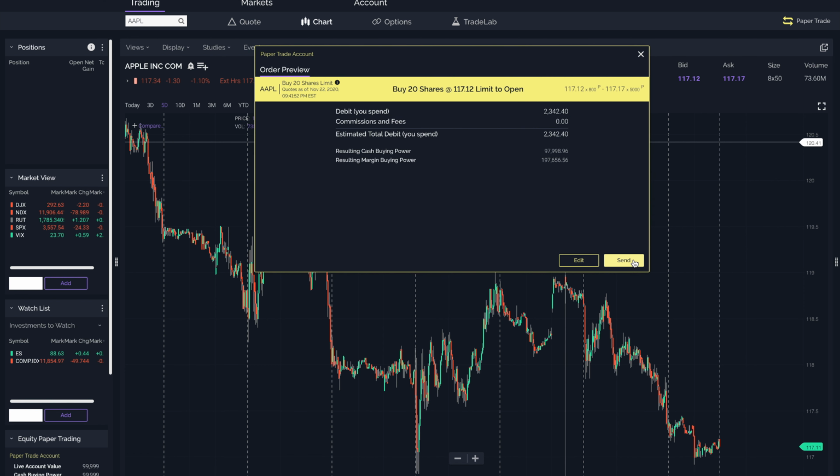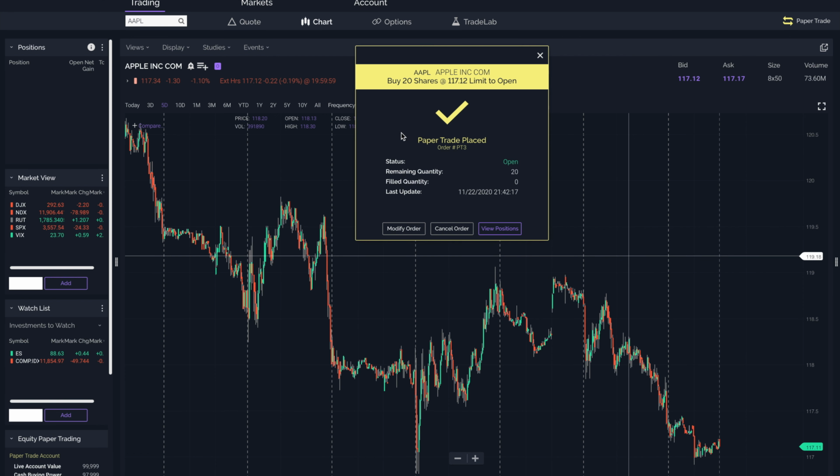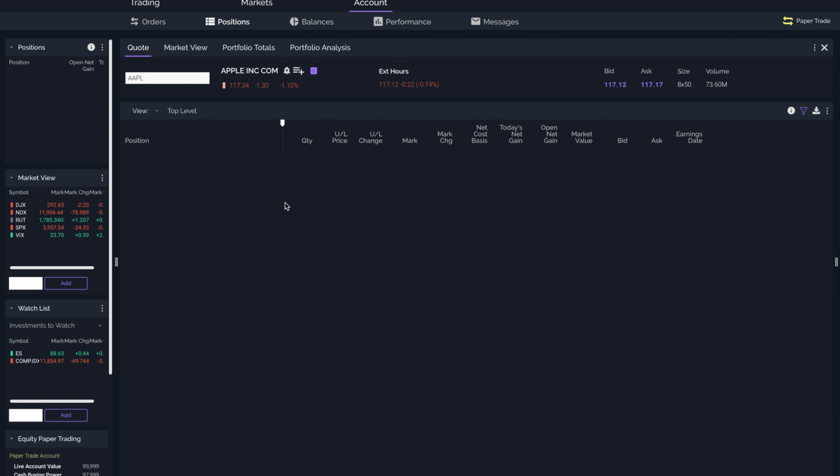Let's preview the order. Here you see how much you are going to spend. There are 0 commissions and fees, so this is the total. And then you're going to see what will be your cash buying power after this trade is executed, and what will be your margin buying power after the trade is executed. So let's send this trade right away, and we're already done. This is your confirmation, and you can just hit view position. Well, actually it hasn't been executed yet, so we might have to wait 1 minute or 2.